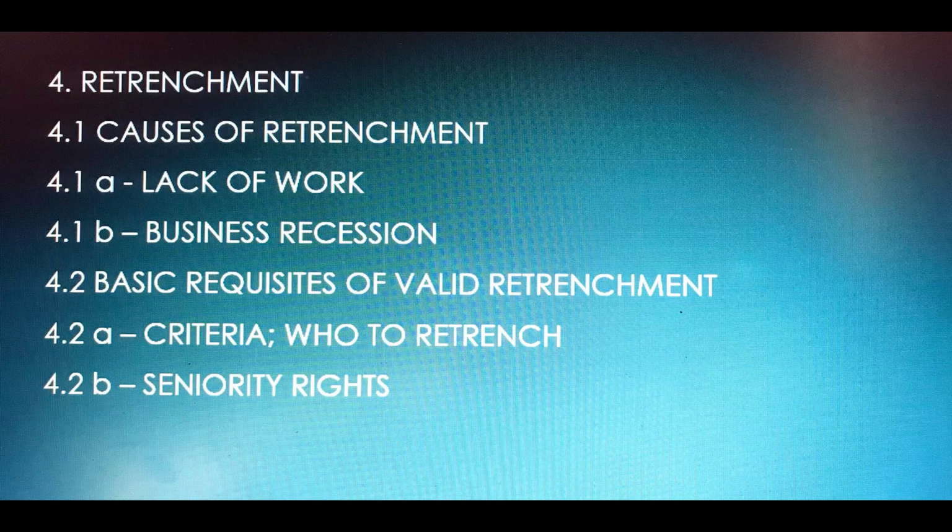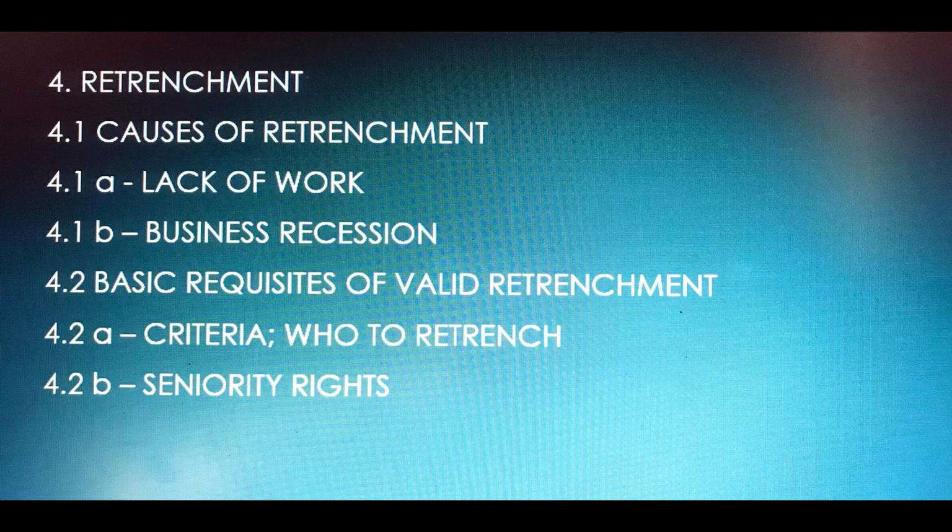Next, we have causes of retrenchment. Lack of work means there is insufficient work to justify keeping certain employees. This can happen if demand for the company's products or services declines. Another one is the business recession, meaning the business faced reduced revenue and must cut costs to survive. We also have basic requisites of valid retrenchment.